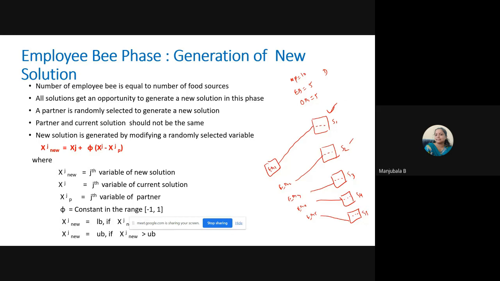So what will happen in the employee B phase? We are trying to modify one of the decision variable values in the solution S1. Randomly, we are trying to modify one of the decision variable values in the solution S1, right?